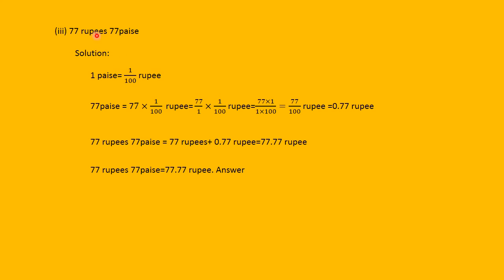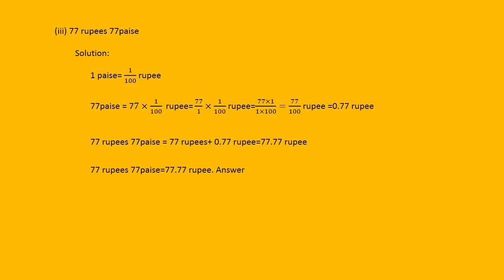So 77 rupees 77 paise, what happens? 77 rupees plus 77 paise. 77 paise is 0.77 rupee. So 77 plus 0.77, both of them are in the same units. So we can add them because both of them are in rupees. So 77 rupees plus 0.77 is equal to 77.77 rupee. So 77 rupees 77 paise is equal to 77.77 rupee. That is the answer.